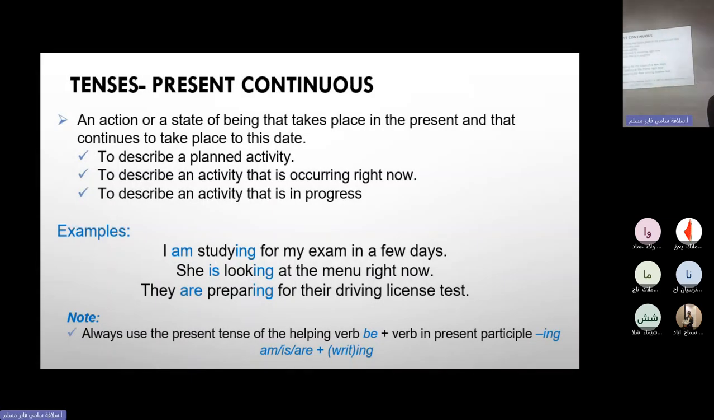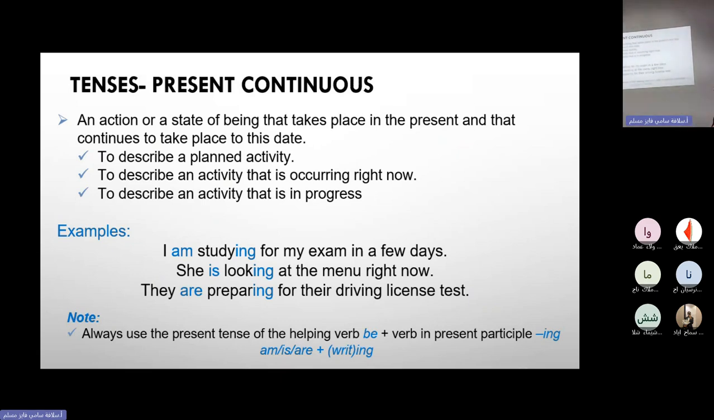هيك خلصنا السمبل تنس. أنا عم بروح عليكم سريع لأنه already you know them. Okay. طيب continuous نحكي على present continuous. An action or a state of being that takes place in the present and that continues to take place to this date. يعني شغلة صارت في المضارع في الحاضر ولساتها عم تصير في هاي اللحظة.